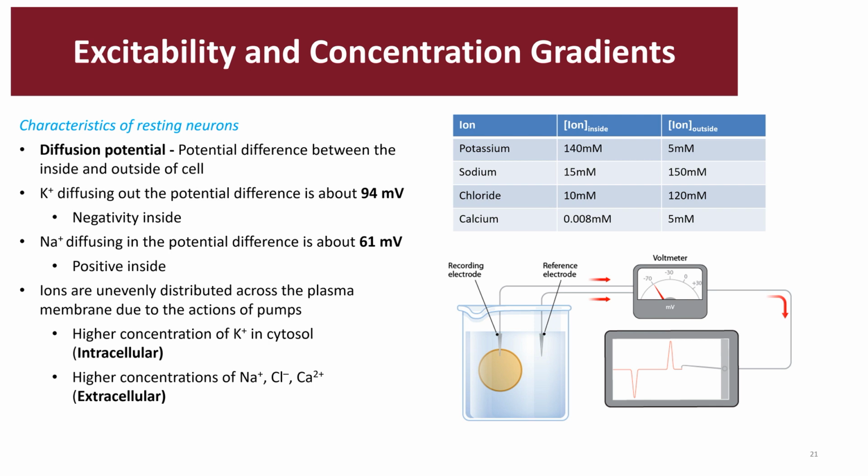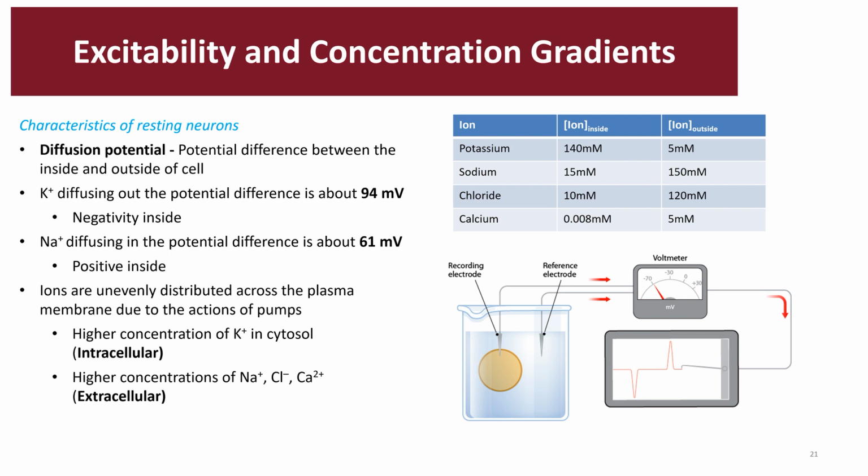If you just isolate and look at the sodium ions by itself, sodium tends to diffuse from the outside of the cell to the inside, creating a more positive charge on the inside, which creates a positive 61 millivolts. These ions are unevenly distributed across the membrane, and you have all these pumps that are actively pumping and moving ions around. So as a snapshot, in the cytosol, or on the inside of the cell, you're going to have a higher amount of potassium, and then you're going to have a much higher amount of sodium, chloride, and calcium on the outside of the cell.